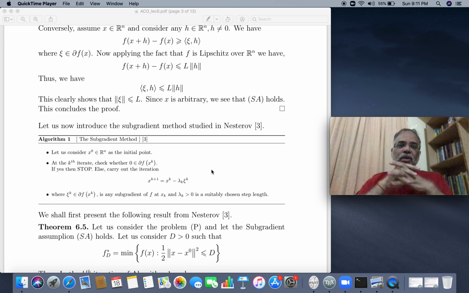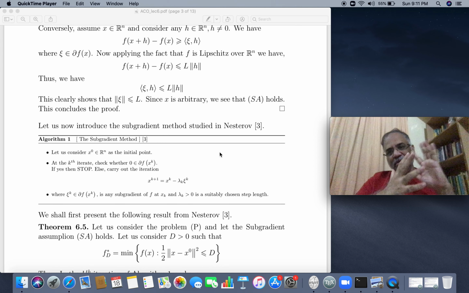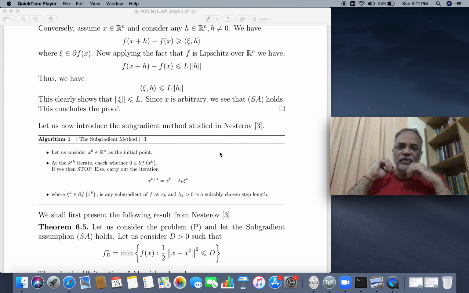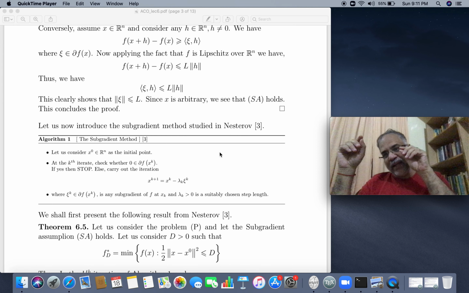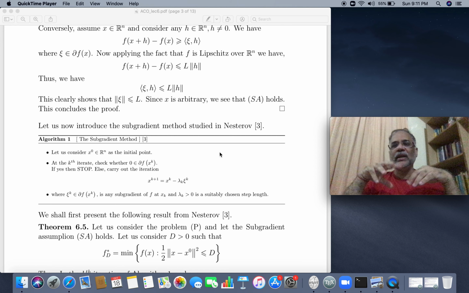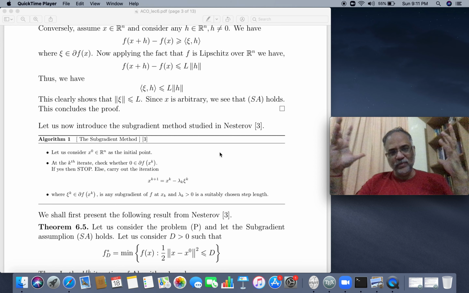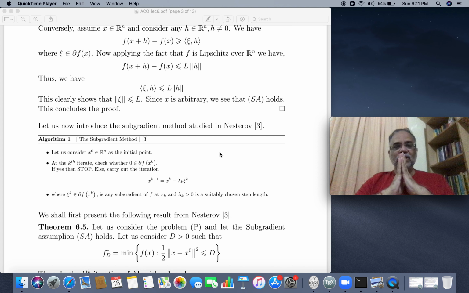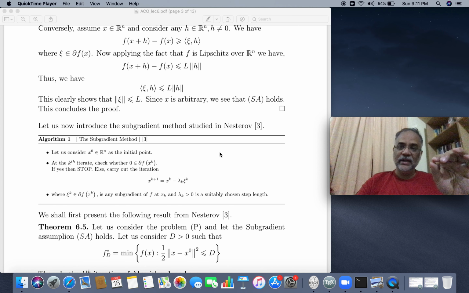Now, we would just keep on going, and when we see that x_{k+1} doesn't change much from x_k, then we will stop the algorithm. Or the difference between x_k and x_{k+1} is extremely small; those would be implementation strategies which one can take in practical situations. So if you have 0 in del f(x), ideally you should stop the algorithm. If not, you carry out the iteration such that x_{k+1}, the (k+1)th iteration, is x_k minus lambda_k times psi_k, where lambda_k is a step length and psi_k is a subgradient in del f(x_k).